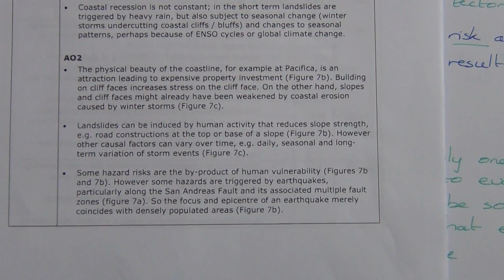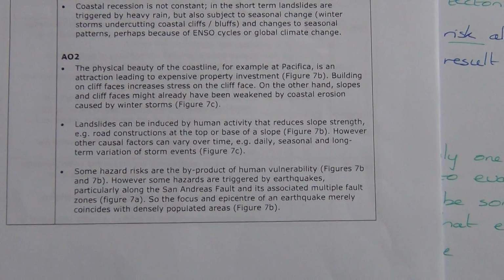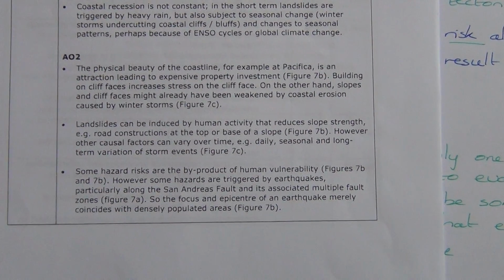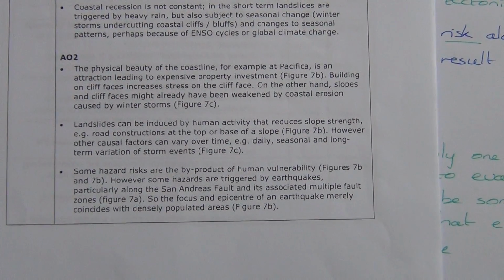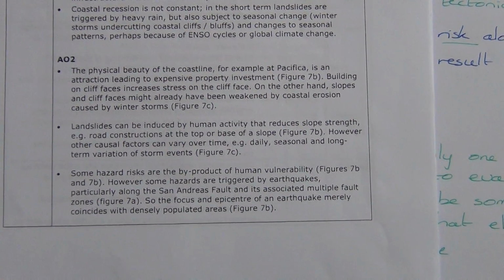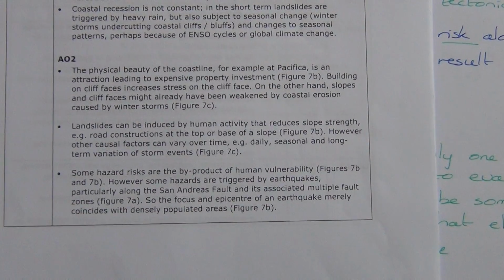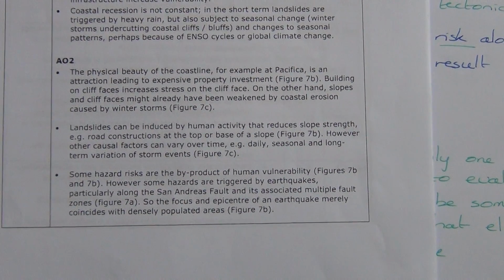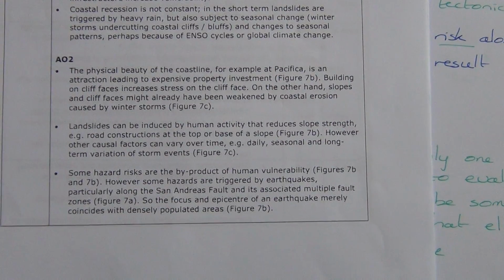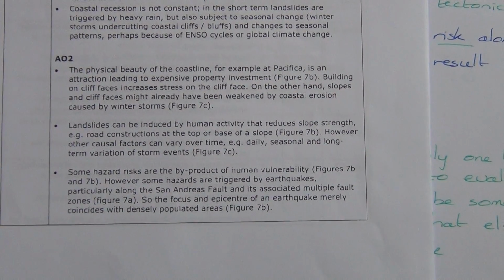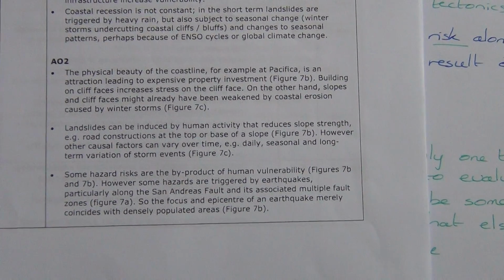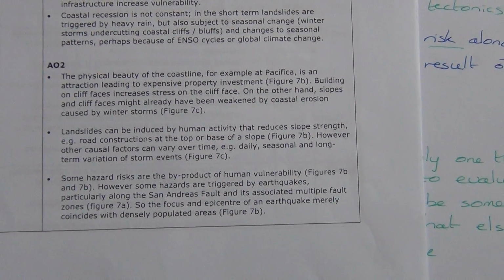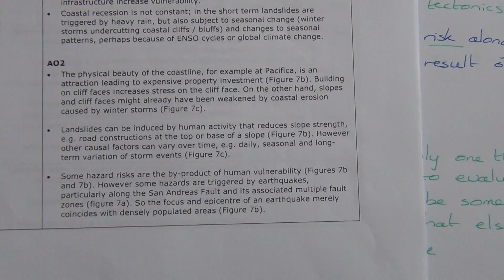So the physical beauty of the coastline, for example at Pacifica, is an attraction leading to expensive property investment. Building on the cliff face increases the stress on these cliff faces. Now, no part of building on the cliff faces is physical geography. This is all human geography. On the other hand, the slopes and cliff faces might already have been weakened by the coastal erosion caused by the winter storms. And so actually our building is only a tiny portion of the problem that's been identified here.